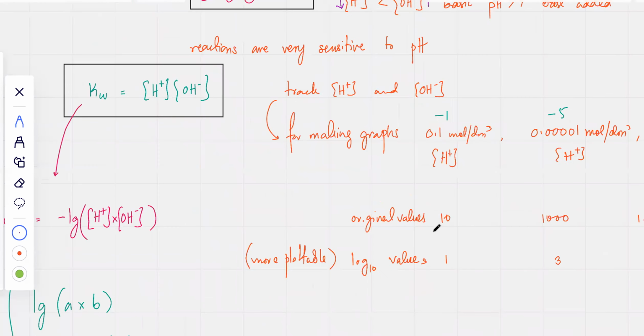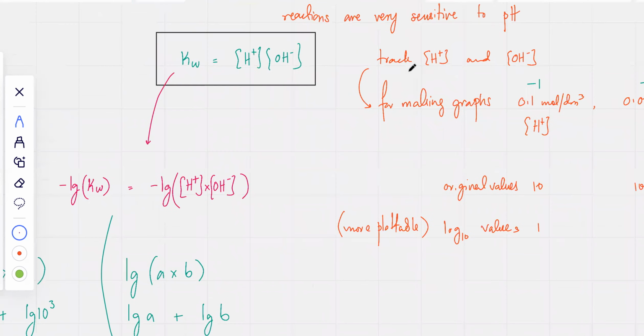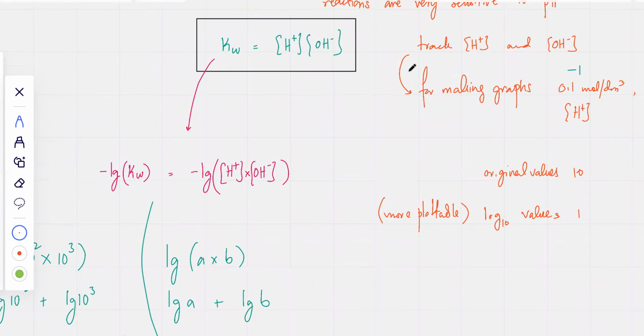I talked about tracking the concentration of H plus 1. I told you that it's very difficult to make graphs when values are too small or too big. So instead of tracking the concentration of H plus 1 ions or OH ions, you track the log of those values, which are expressed in powers of 10. It's easier to make graphs for that.